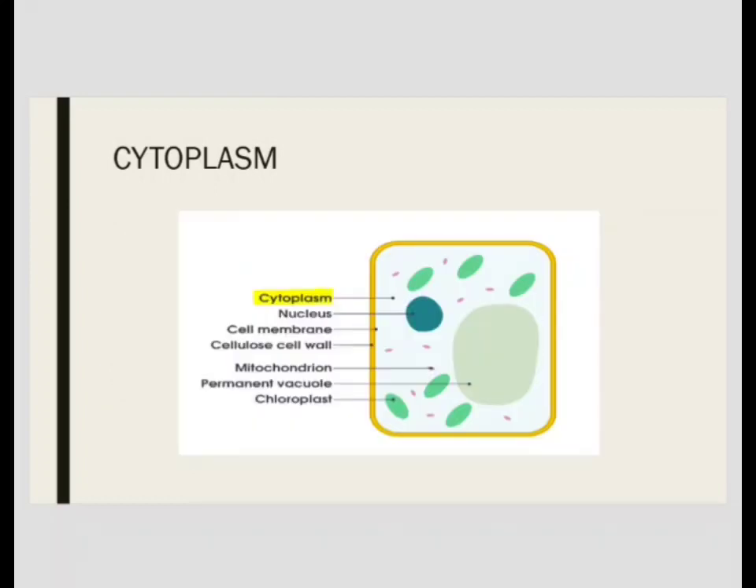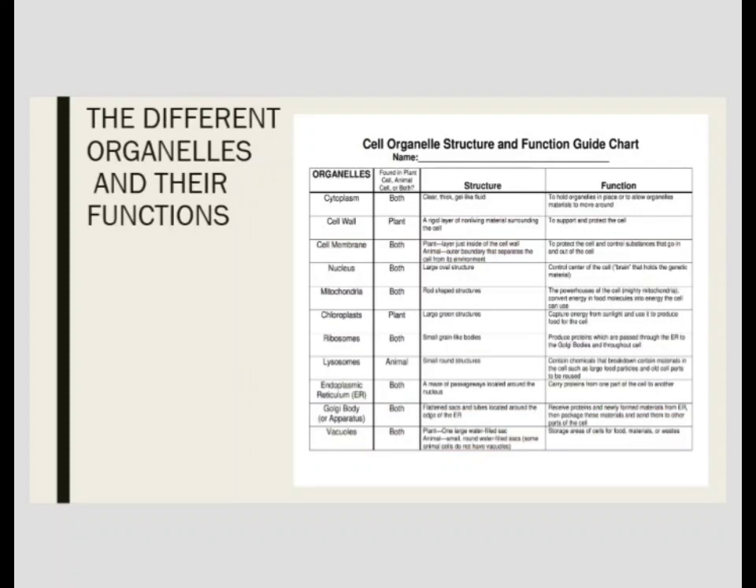Cytoplasm functions to support and suspend organelles and cellular molecules. So this is the picture. As you can see, the cytoplasm is gel-like. The nucleus, cell membrane, cellulose, cell wall, mitochondrion, permanent vacuole, and chloroplast are surrounded by the cytoplasm. Different organelles and their functions.